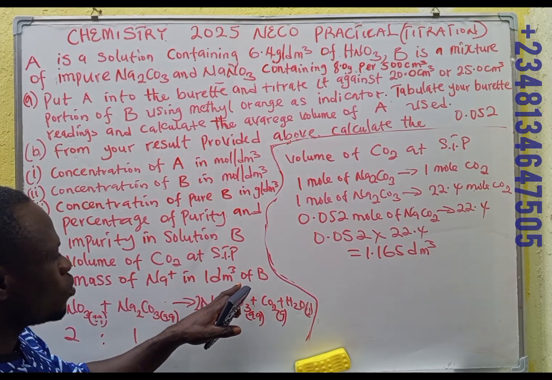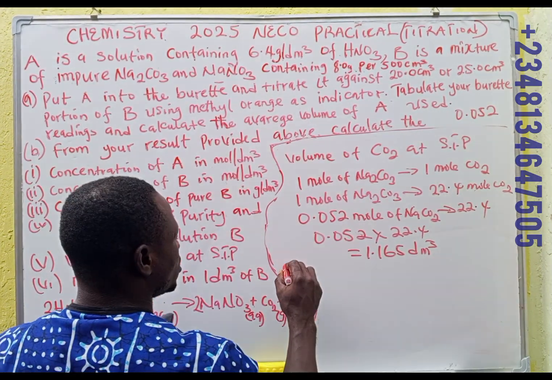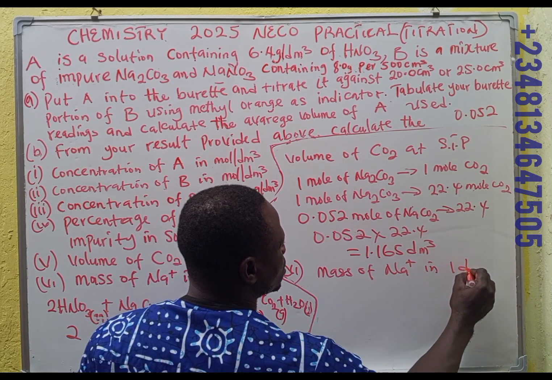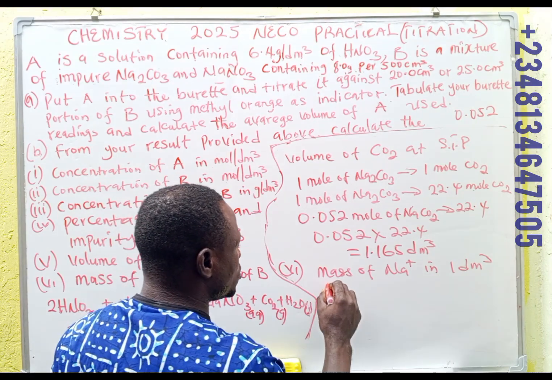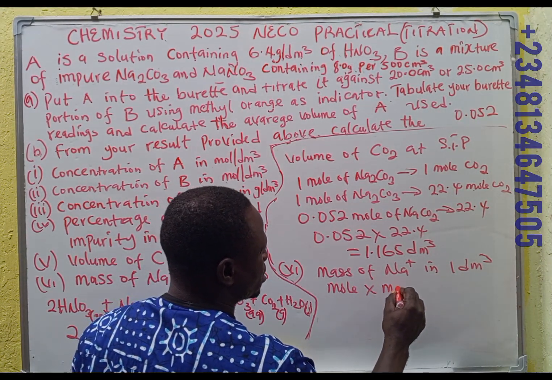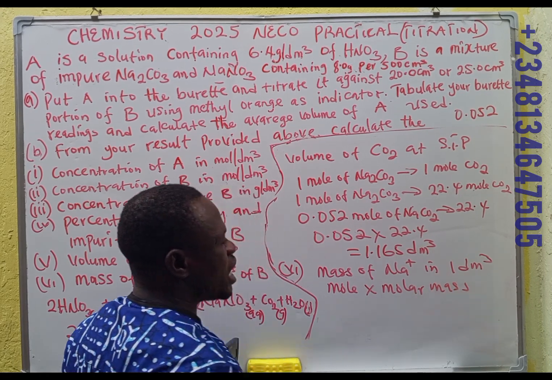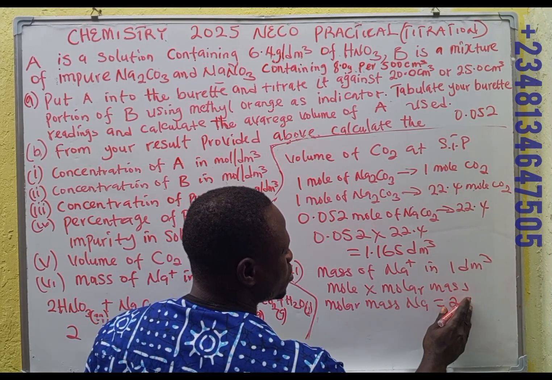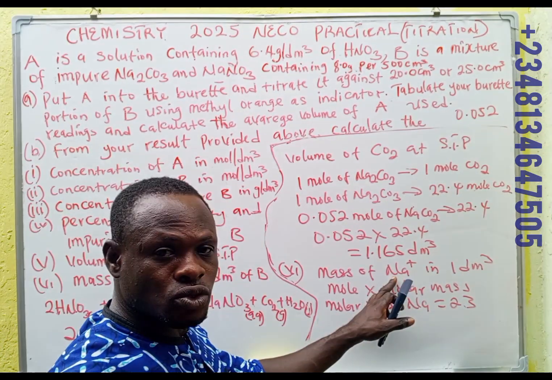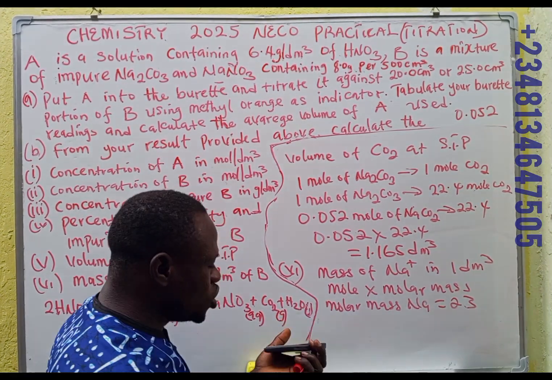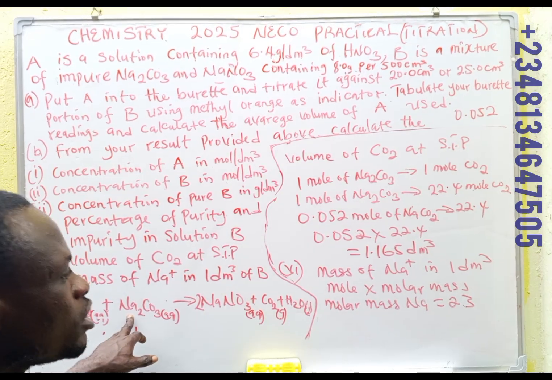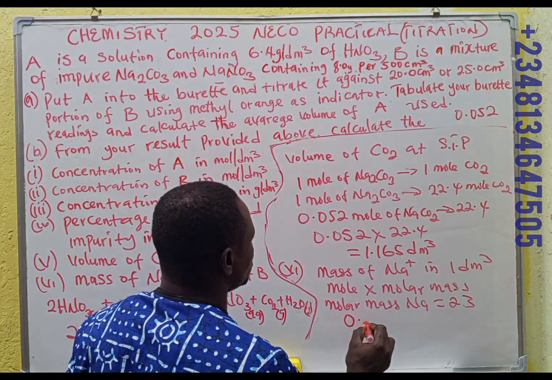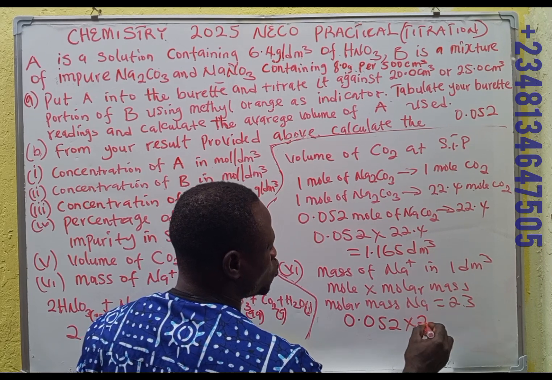Mass of sodium ion in 1 dm cubed. So this is our last. Anytime you are asked to calculate mass, you use moles times molar mass. We know that the molar mass of sodium is 23, because we are looking for sodium. Do you get that? What yields this sodium is this thing. Sodium is coming from this one. So the mole of this is the molar concentration. Look at it here. So we say the mole is 0.052 times 23.